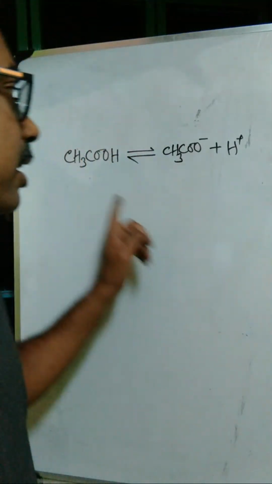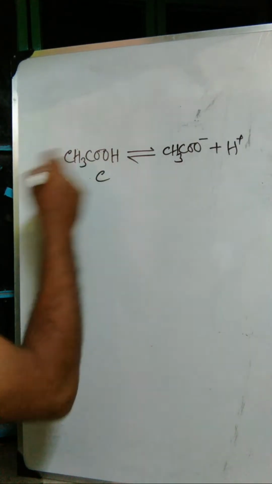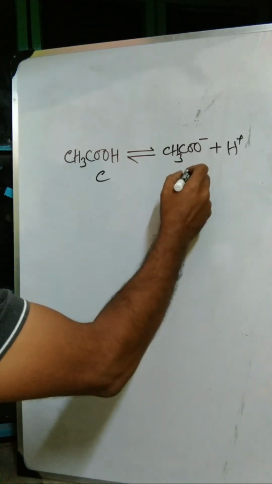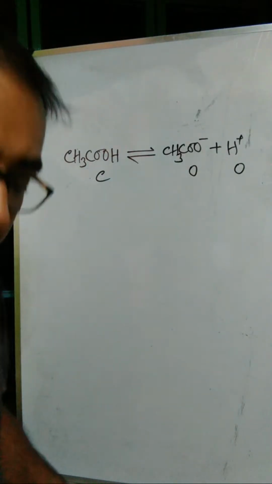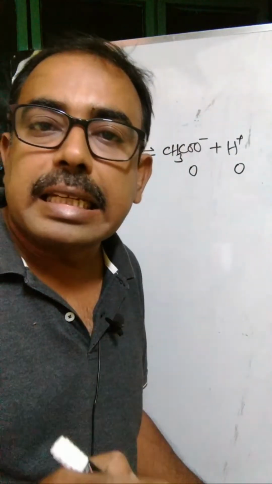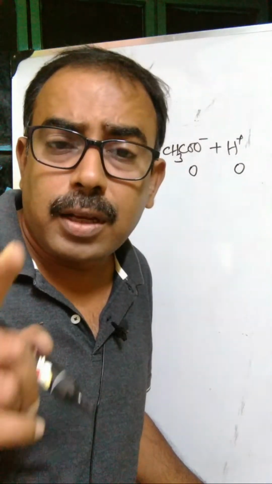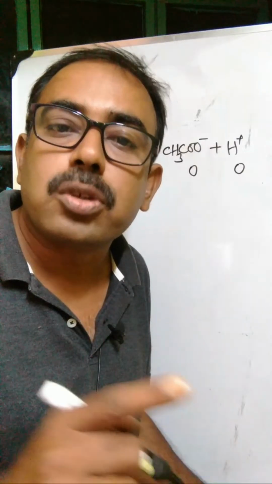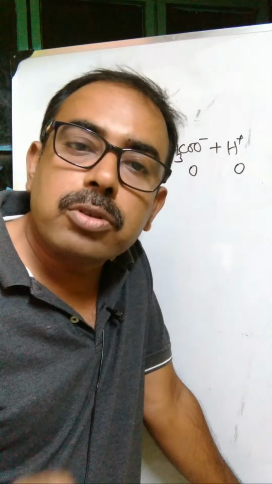Now let's see, if the initial concentration of acetic acid was C and initially no dissociation was there, so the concentration of acetate ion was 0 and the concentration of H plus ion was also 0. Now if the degree of dissociation of acetic acid is alpha, what is the degree of dissociation? It is the number of moles produced from 1 mole of acetic acid dissociating. That must be a fraction less than 1.